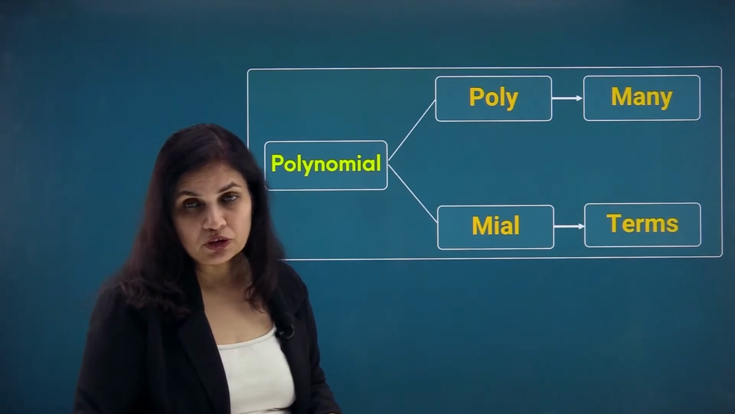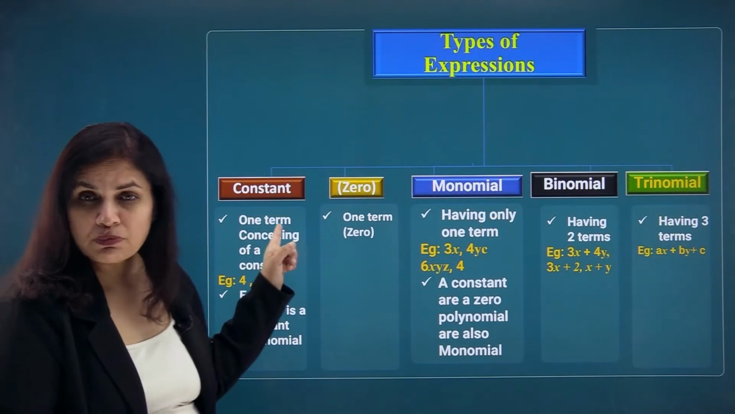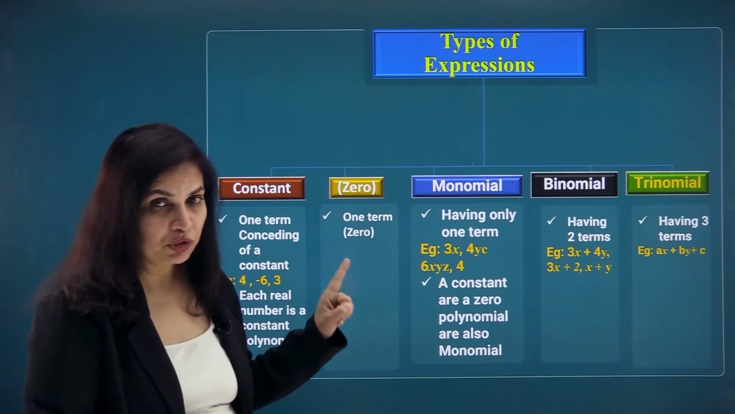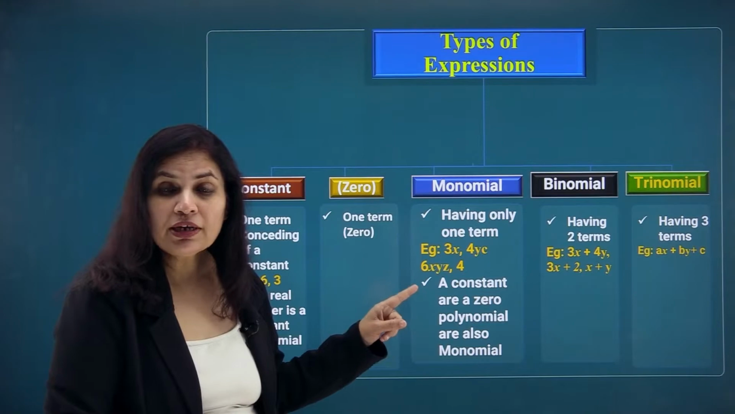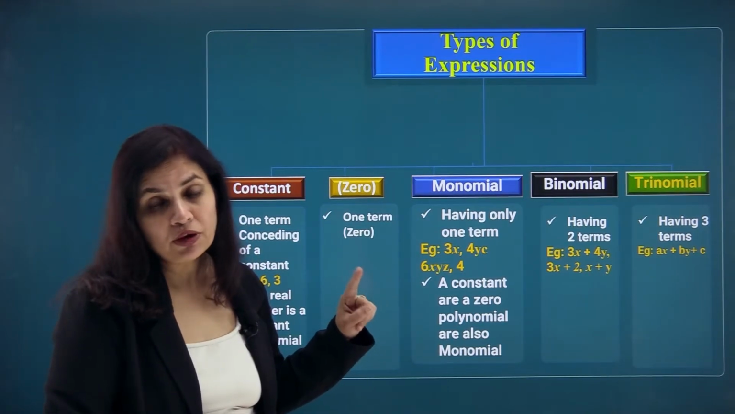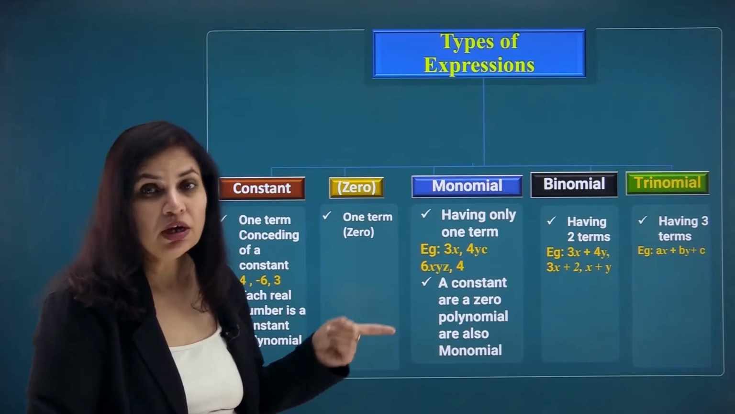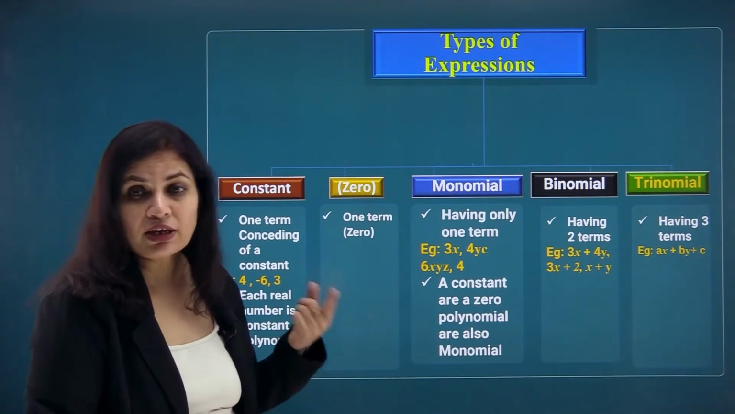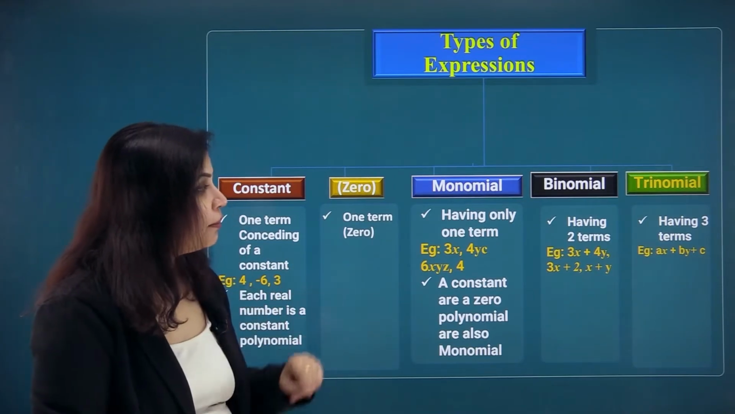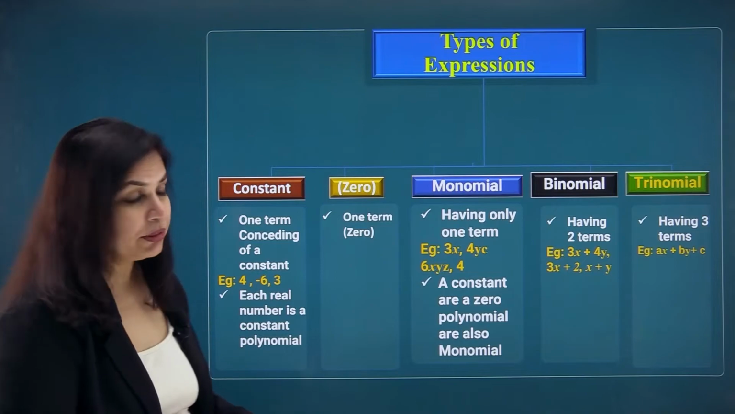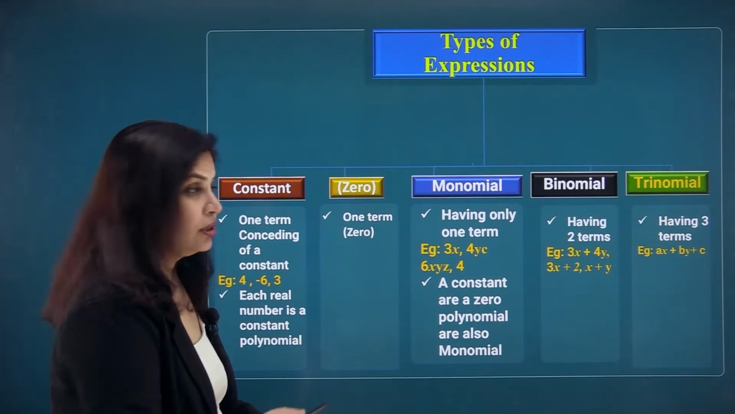study polynomials. If I go back to the previous slide, a constant polynomial is a polynomial having only one term, which is a constant value. A zero polynomial is also a constant polynomial, because 0 is a constant number having the value 0. A monomial is a single-termed polynomial, a binomial is 2-termed and a trinomial is 3-termed. We may have a quadrinomial having a 4-termed expression.